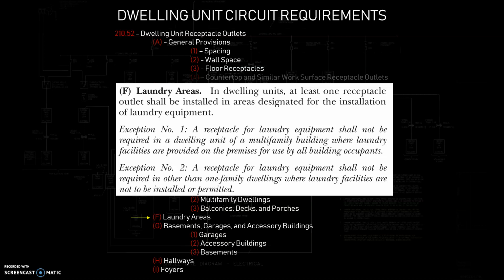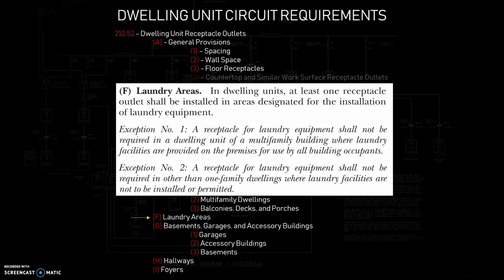At least one receptacle shall be installed in areas designated for the installation of laundry equipment. We have a couple exceptions here. Before we do that, that receptacle they just mentioned is in addition to anything we need specifically for laundry equipment. And what I mean by that is basically an electric dryer, which obviously needs a specific plug, so we're not talking about that here.